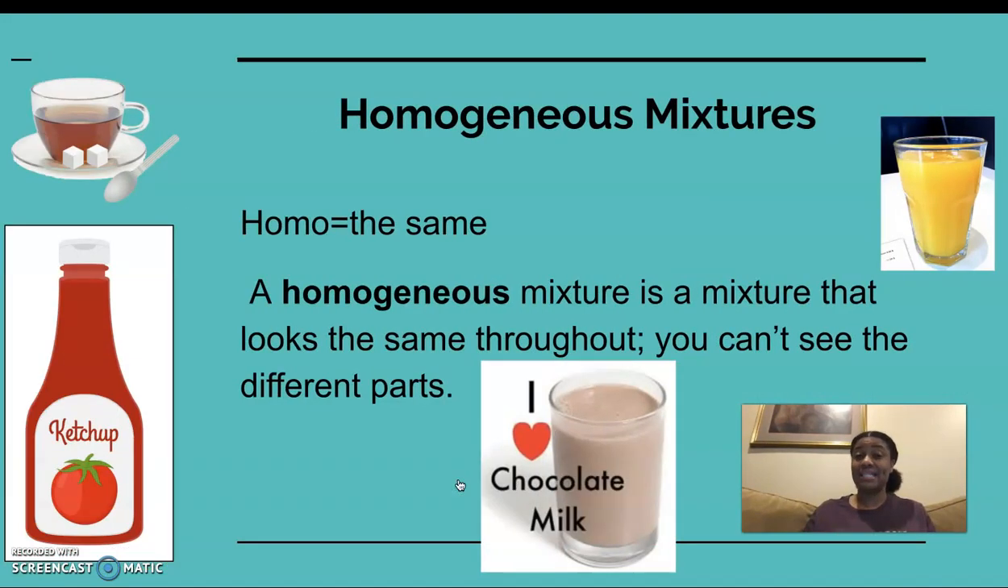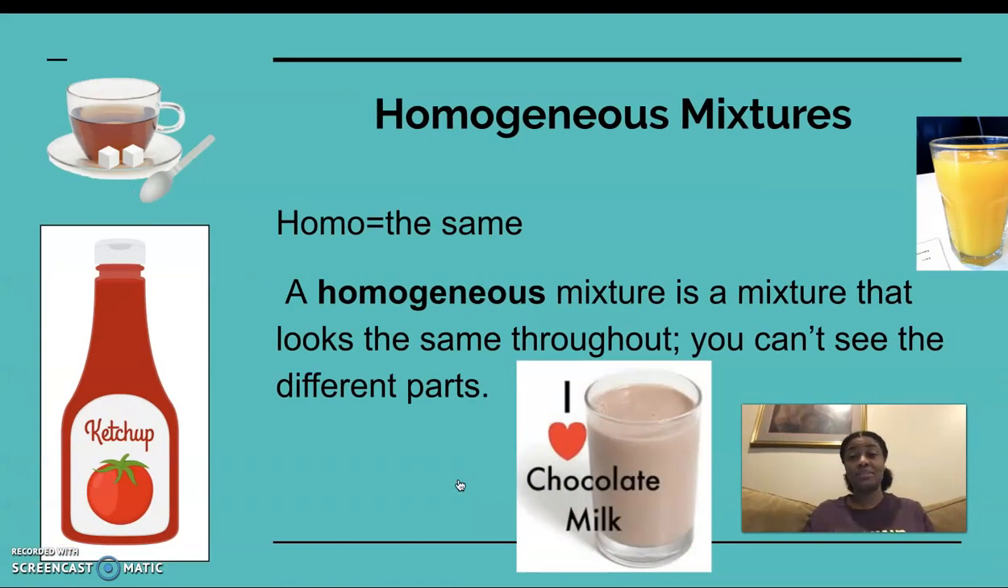Now, when I can't see it, we call it a homogeneous mixture. So homo means the same. A homogeneous mixture is a mixture that looks the same throughout and you can't see the different parts, like chocolate milk or orange juice. Orange juice has sugar in it, preservatives in it, but all you can see is the orangey color of the orange juice, right? Ketchup is a great example. Ketchup's got sugar, salt, vinegar, tomatoes, maybe some other spices in it. But all I see is this red viscous liquid.